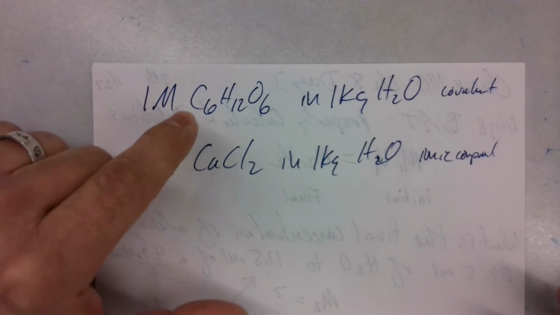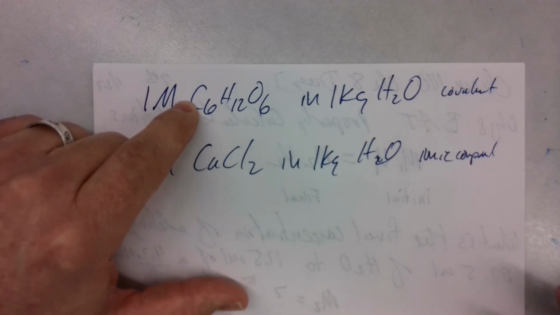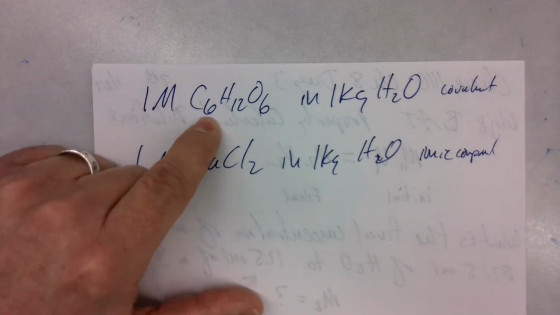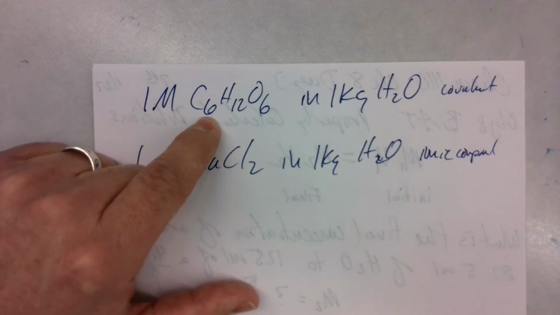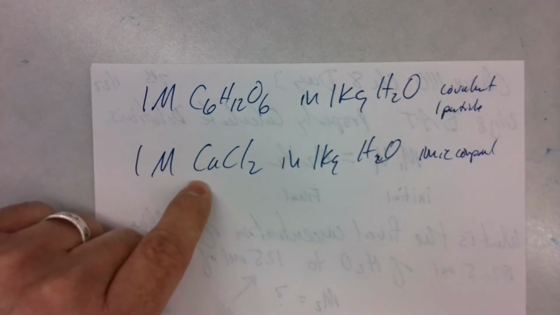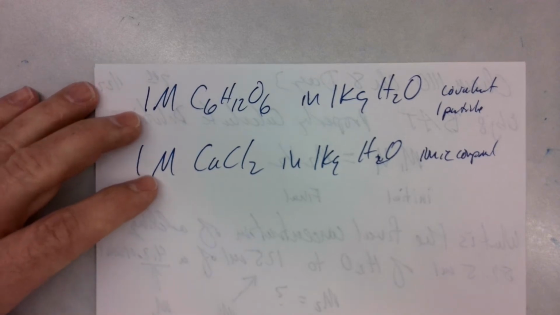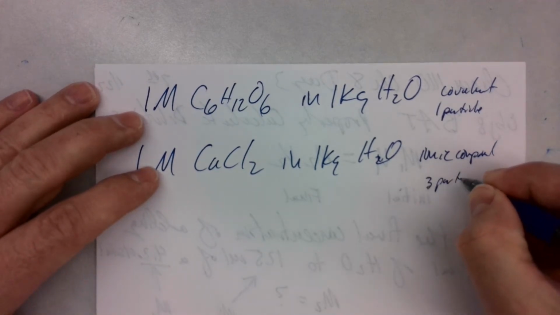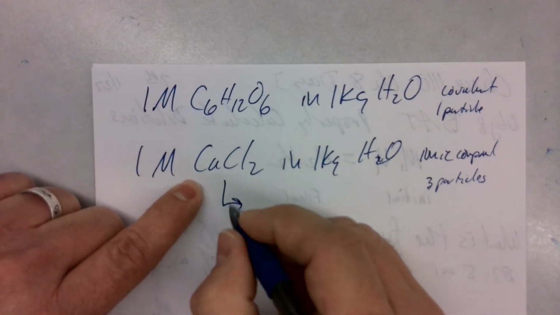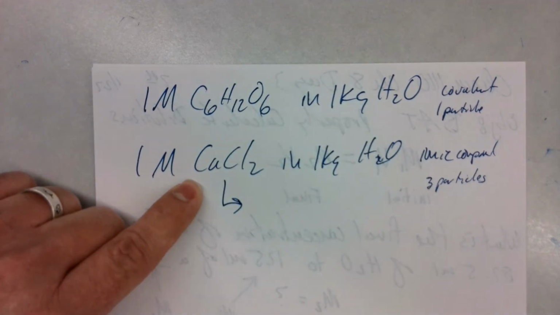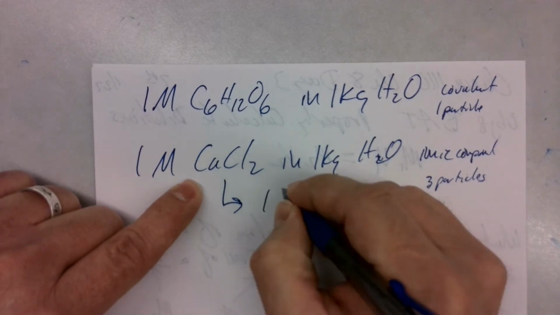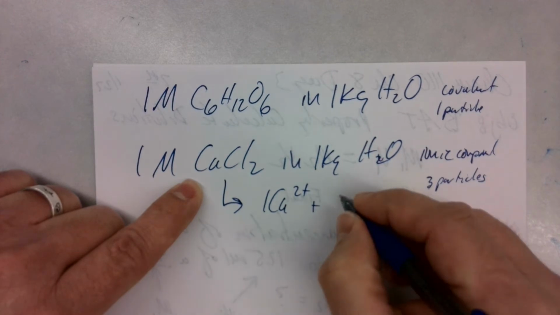Sugar does not do what when I put it in water? It doesn't dissociate. So how many particles will sugar give me? 1. This gives me 1 particle. How many particles does CaCl2 give me? It actually gives me 3 particles. Because this not only dissolves, because sugar dissolves, it just doesn't dissociate. Calcium chloride, though, is going to give me 1 Ca2+ and 2 Cl negatives.